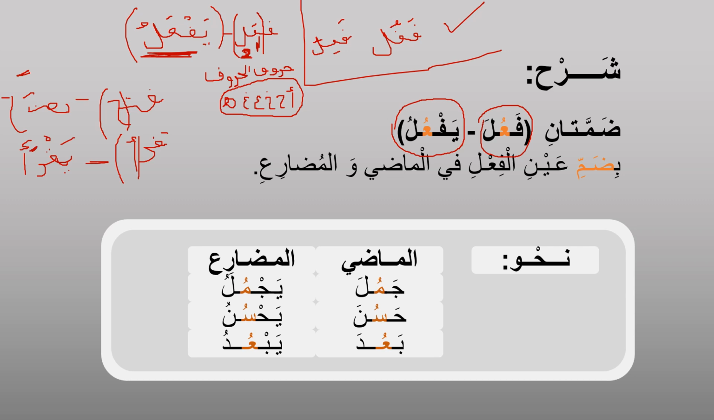We have a lot. We have mana'a, yamna'u. We have zara'a, yazra'u. We have samaha, yasmahu. And a lot of them. So this is the logic of getting the fathatan: once you see the ainul fi'l having huruf al-halki, or the lamul fi'l having huruf al-halki, definitely the mudori is going to be yaf'alu.